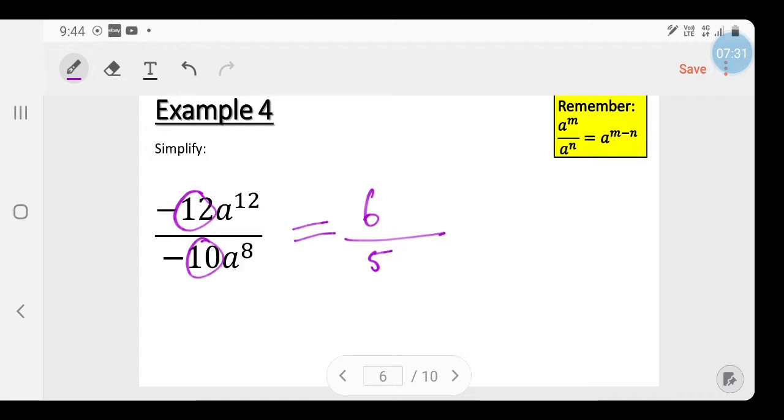I've got an a part on the top and on the bottom. I should probably say numerator and denominator, shouldn't I, since I'm a maths teacher. But I just put my a on the top. 12 minus 8 is 4. And it's positive 6 over 5, because a negative divided by a negative is a positive.